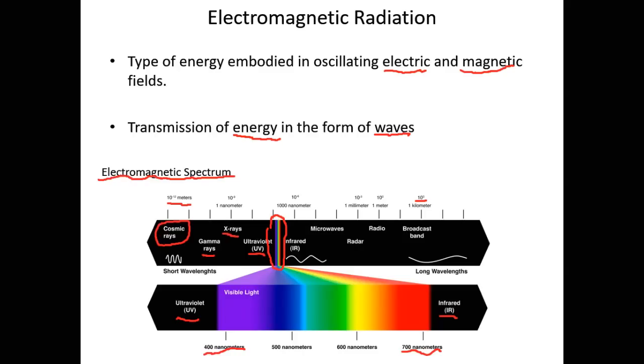And then we have infrared, microwaves, of course, radar, radio, and TV waves. So these are very long wavelength forms of electromagnetic radiation. The shorter the wavelength, the more potent the rays are, meaning they have more energy associated with it.